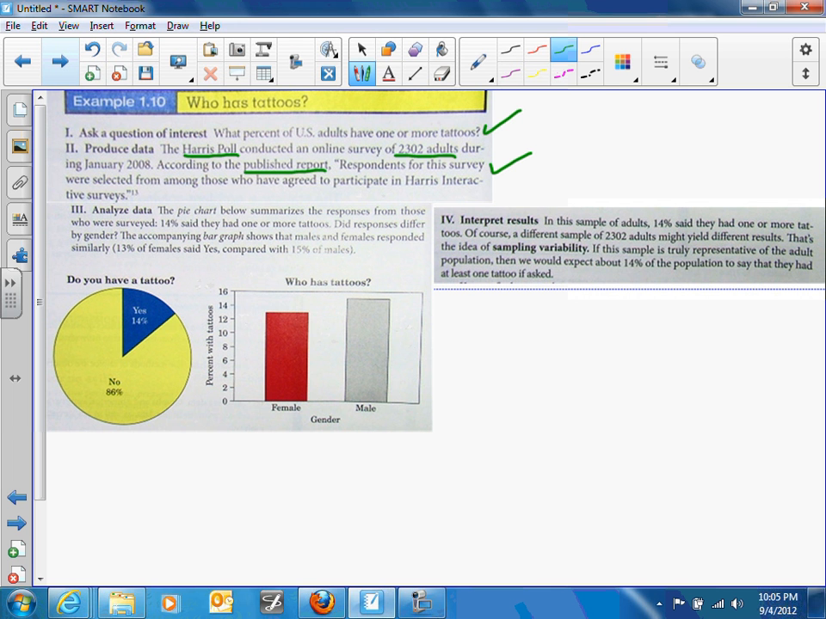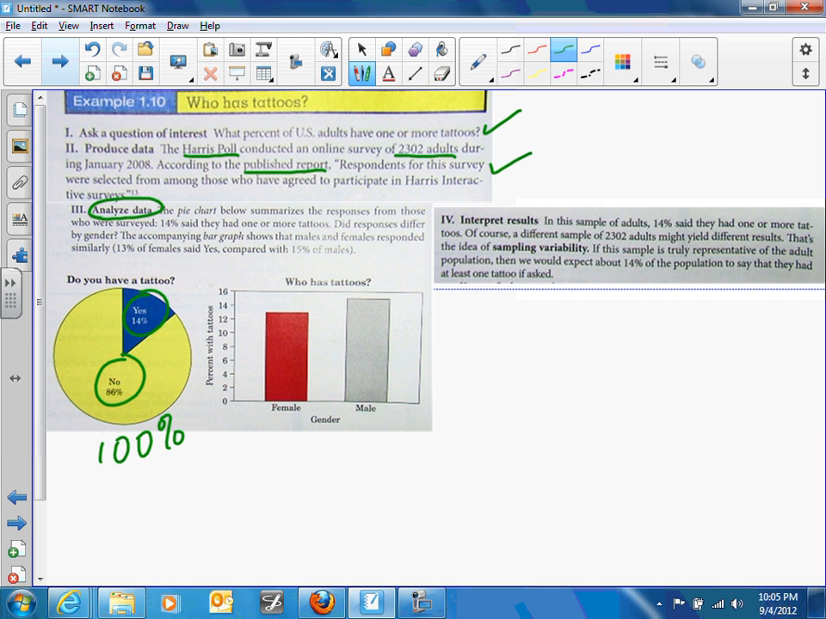The next thing is we're going to analyze the data. Analyze, remember, we're going to look at some graphs. We have a pie chart, and if you notice in the pie chart, 86% said no, 14% said yes. Notice they add up to 100%. Always make sure you analyze your graphs. Now, from those surveyed, 14% said they had one or more tattoos.